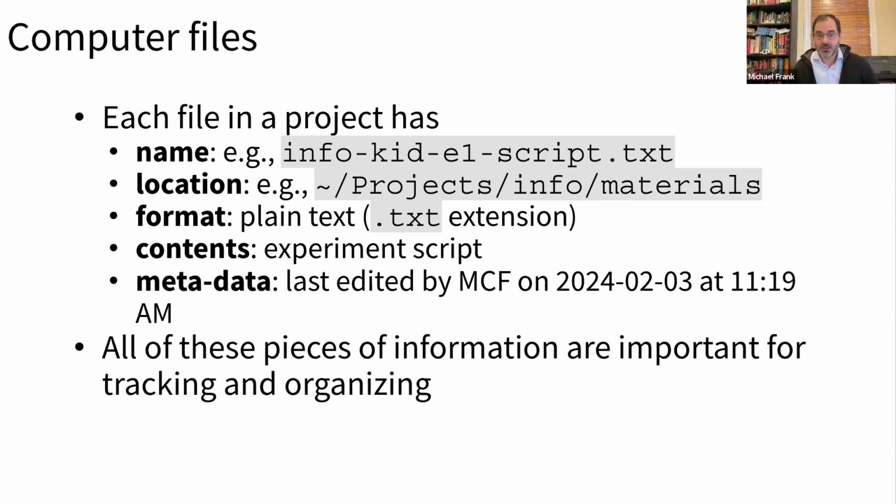It's got a location, for example, projects, info, materials. It's got a format. That .txt extension makes it plain text. It's got the contents of the file. That's actually the experimental script. It's got some metadata. It was last edited by me on this date at this time. All of these pieces of information are going to be important for tracking and organizing these files. But they're important in different ways.